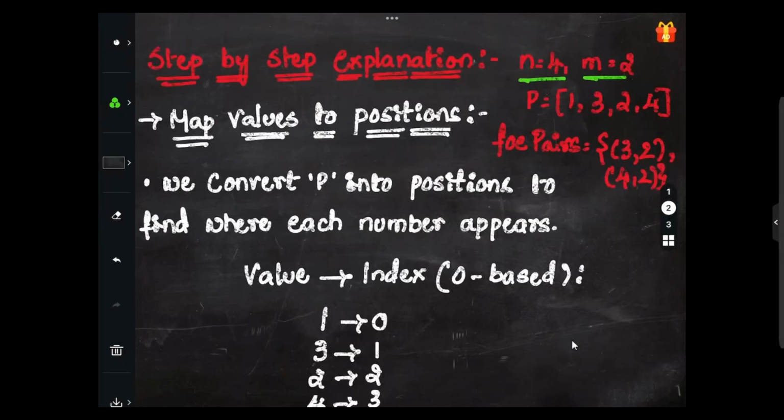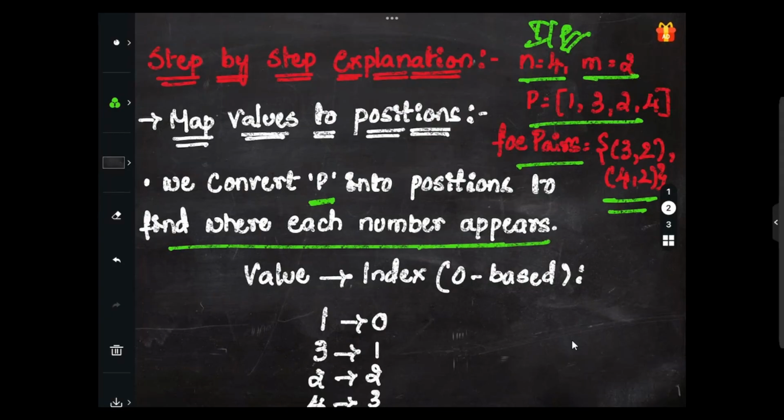We have n equals 4, m equals the same. This one I have considered here, 4 pairs, 3 to 4, nothing but the input part. So the first thing is we have to map values to the positions. We cannot convert p into positions to find where each number appears, so we will be mapping values to the positions.